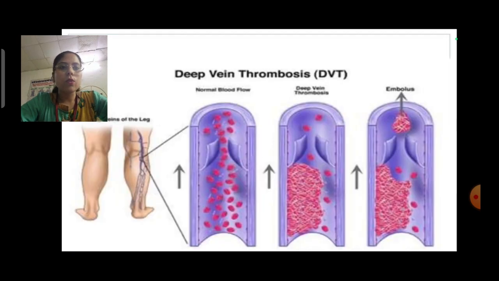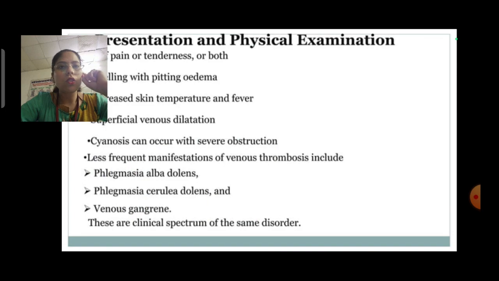So here you can see the deep vein thrombosis. In the first one you can see the normal blood flow. In the second one you can see the deep vein thrombosis formation, and in the last one you can see the emboli formation, embolus.